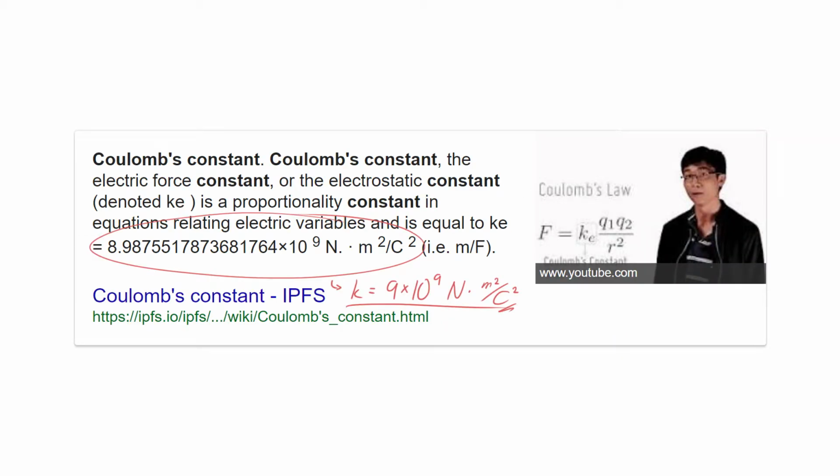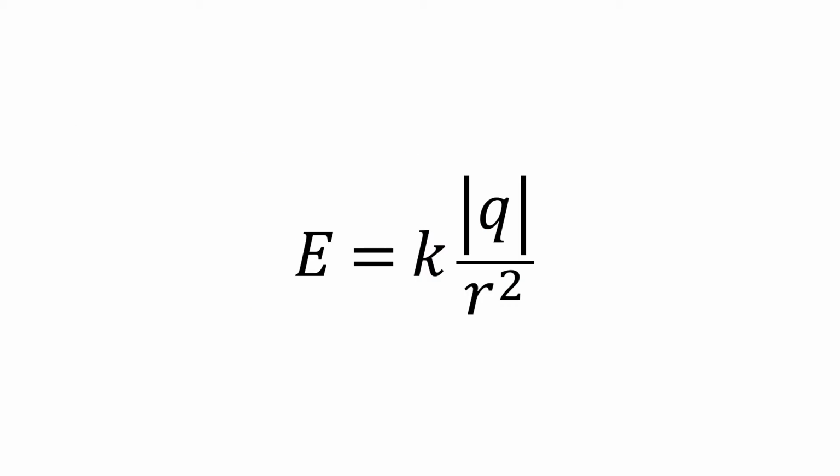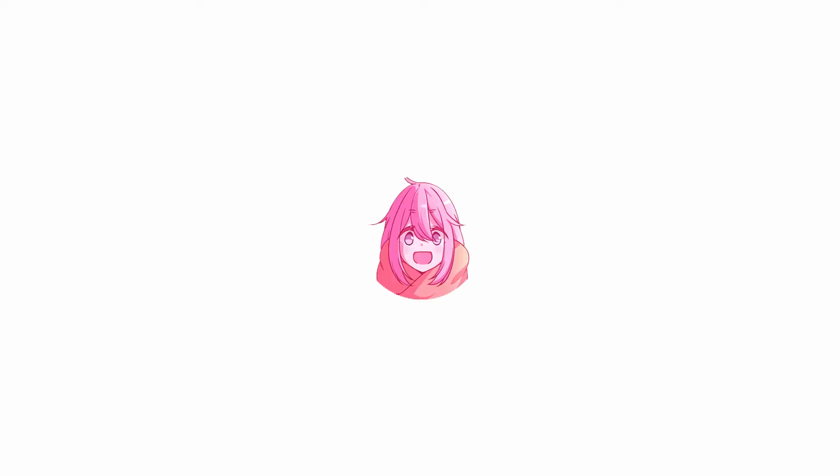To find the electric field, we multiply Coulomb's constant, this number, with the absolute value of the charge in coulombs, divided by the square of the distance from a given point in meters. We're assuming that there will be a test charge at a given point to test for the field, and that said test charge is always positive so we can determine the field's direction.